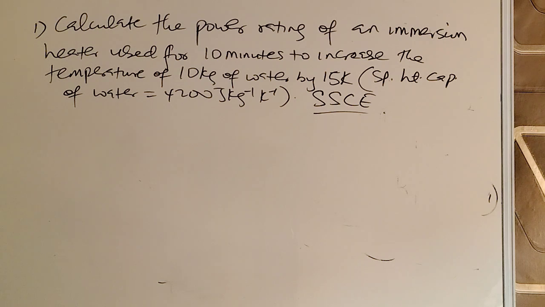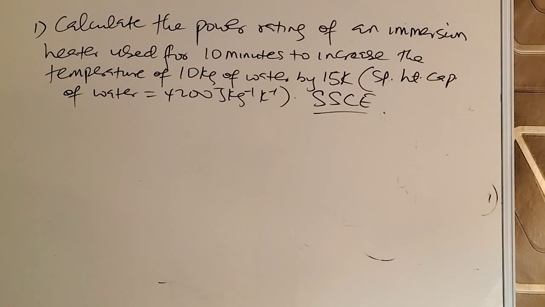So we look at this question on the board that says: calculate the power rating of an immersion heater used for 10 minutes to increase the temperature of 10 kg of water by 15 Kelvin. In brackets, you have the specific heat capacity of water as 4,200 joules per kilogram per Kelvin. I come again: calculate the power rating of an immersion heater used for 10 minutes to increase the temperature of 10 kg of water by 15 Kelvin. So how do we solve this problem?